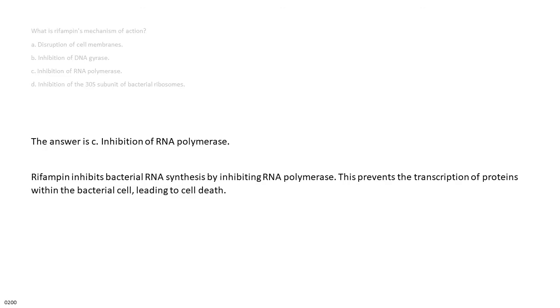The answer is C. Inhibition of RNA polymerase. Rifampin inhibits bacterial RNA synthesis by inhibiting RNA polymerase. This prevents the transcription of proteins within the bacterial cell, leading to cell death.